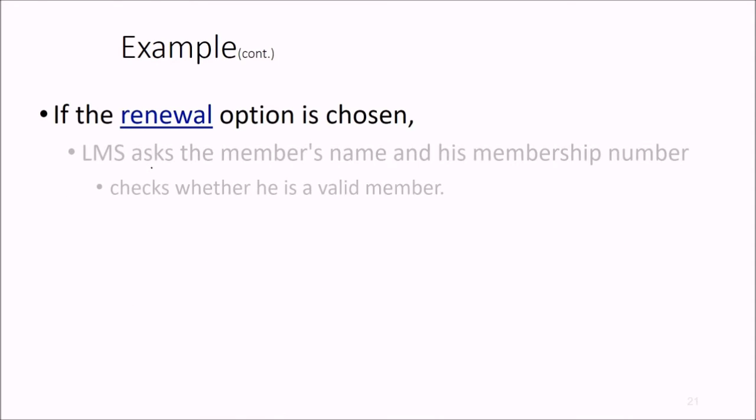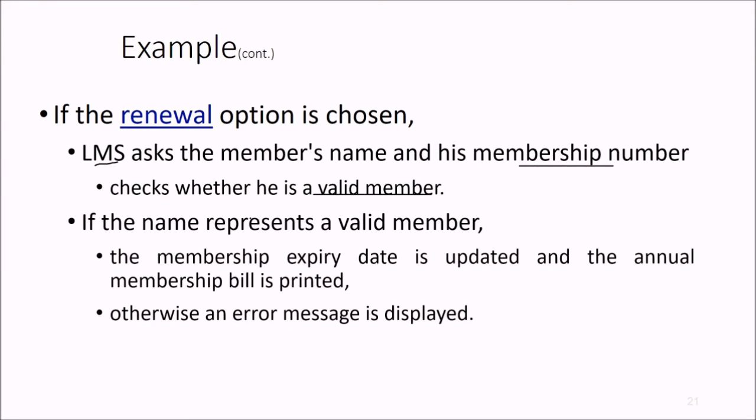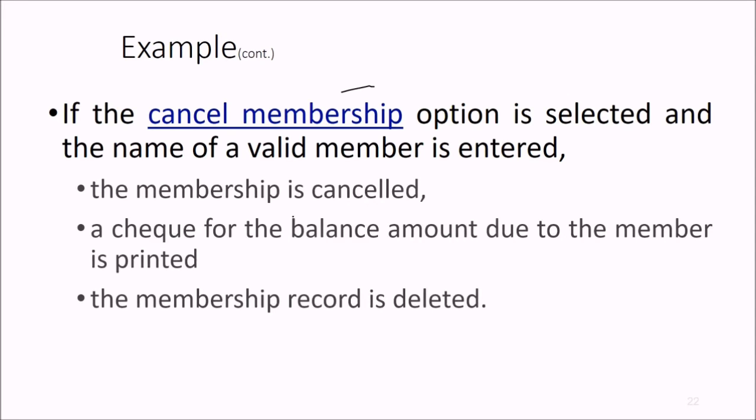If the renewal option is chosen, then LMS asks the member's name and membership number and checks for validity. If the name is valid, fine. The membership expiry date is updated and the annual membership bill is printed. If it is not valid, then an error is displayed. What about cancelling the membership? If the cancel membership option is selected and the name of a valid member is entered, the membership is cancelled. The balance amount due to the member is printed and the membership record is deleted.